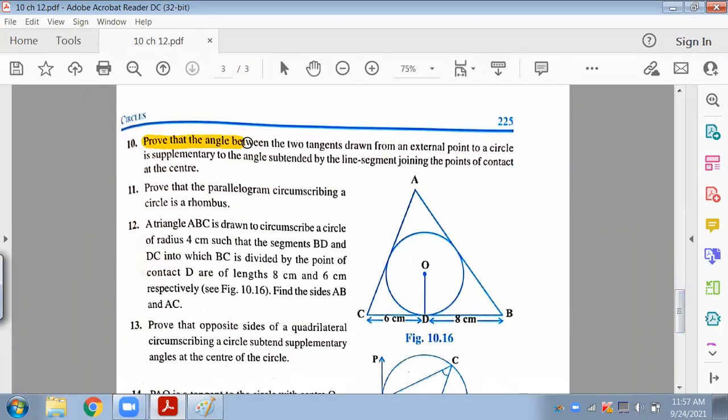Prove that the angle between the two tangents drawn from an external point to a circle is supplementary to the angle subtended by the line segment joining the points of contact at the center.